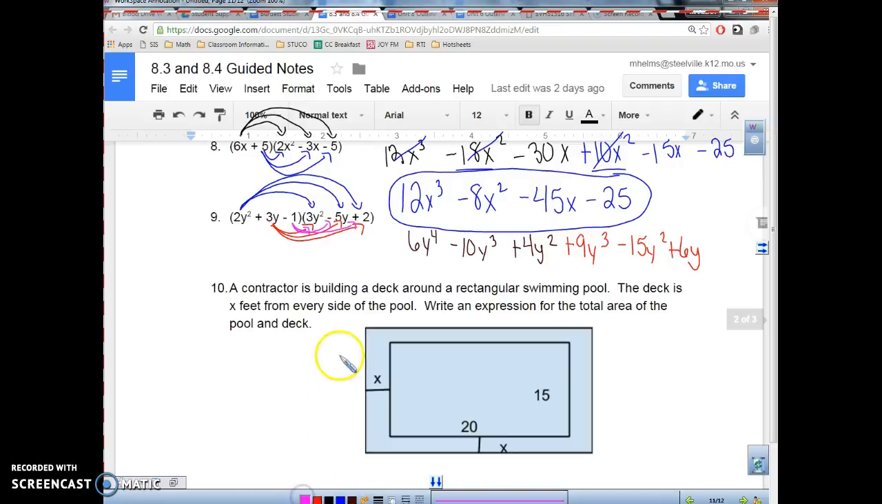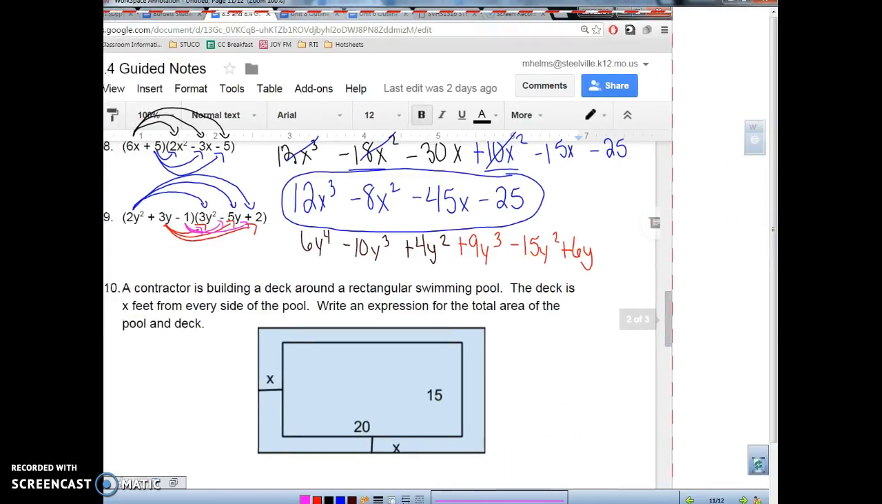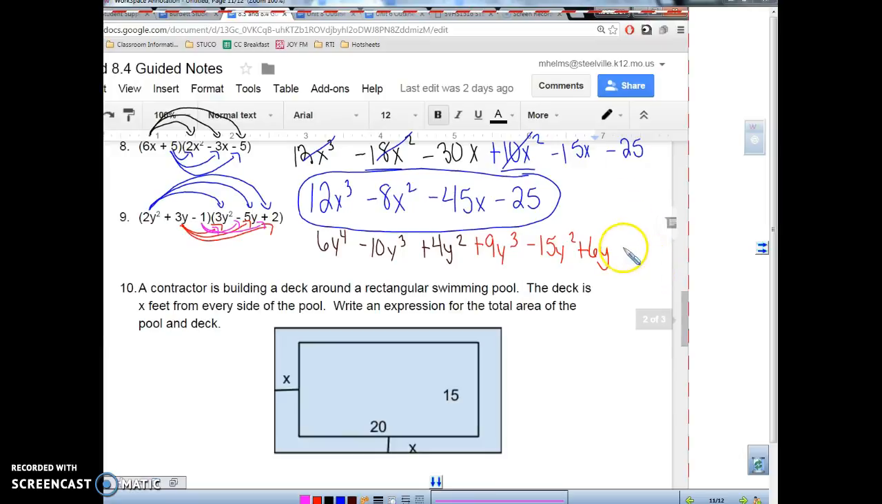Then we distribute the negative 1. And I'm out of room, so I'm going to try the best to fit it in here. So minus 3y squared plus 5y, because remember you're distributing a negative there, and minus 2.